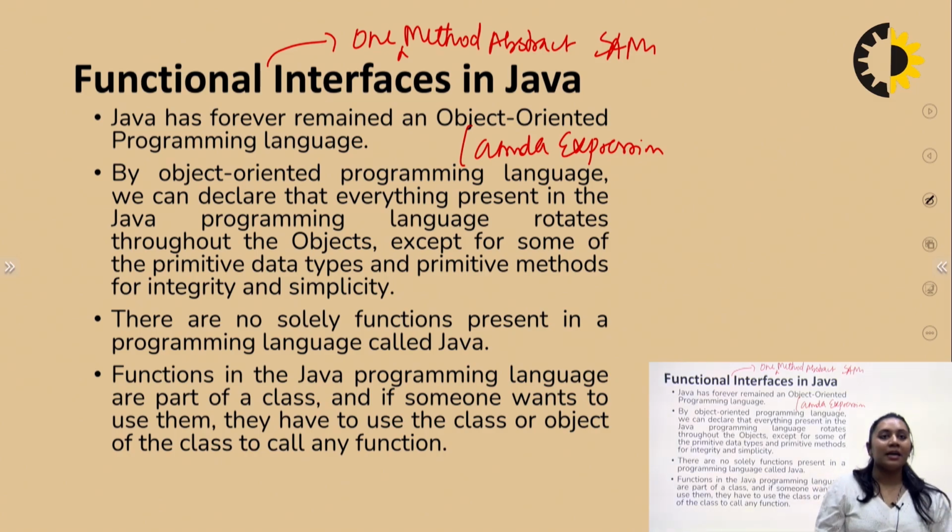Next, it remains based on the OOPS concept, and it also declares everything present in Java programming, as well as discussing some of the changes in the primitive data types and primitive methods, which are used for the integrity and simplicity of the analysis. Secondly, the functional interface is present in the functional programming style of Java, and it is also part of the classes, and if someone uses the classes, the functions always get called, right?